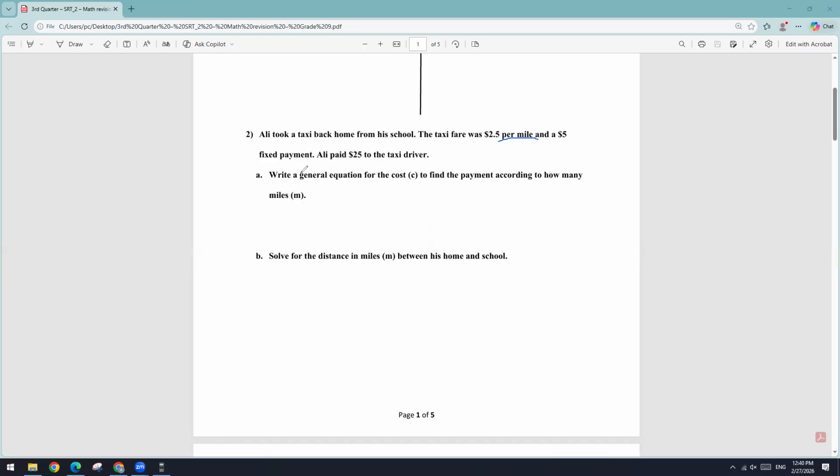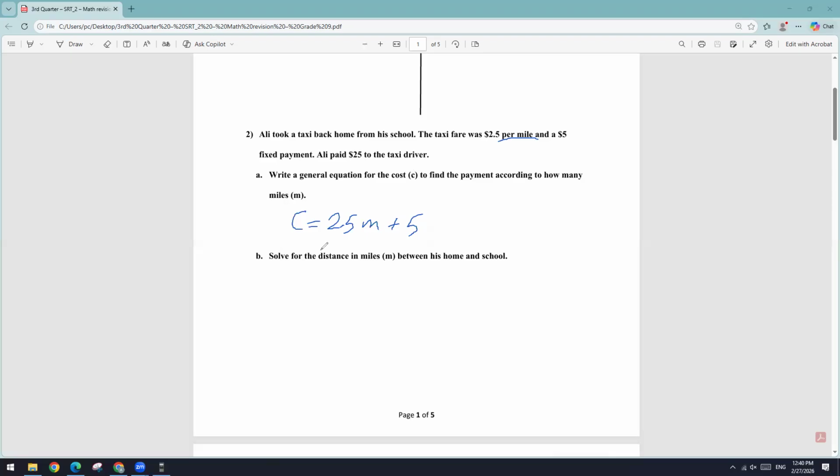They said, write a general equation for the cost C. Okay, so C is equal to, find the payment according to how many miles and call it M. So the miles, we will call it M. So how much will he pay? He will pay $2.5 per mile. So we put 2.5 M, plus there is a fixed payment, $5 at the beginning of the trip. So the formula is 2.5 M plus 5. This formula is to find the cost.